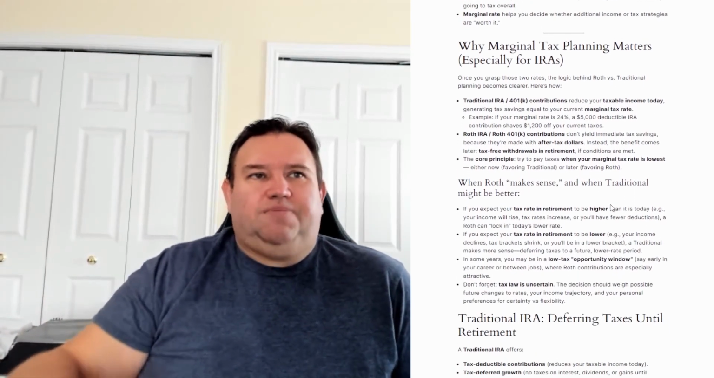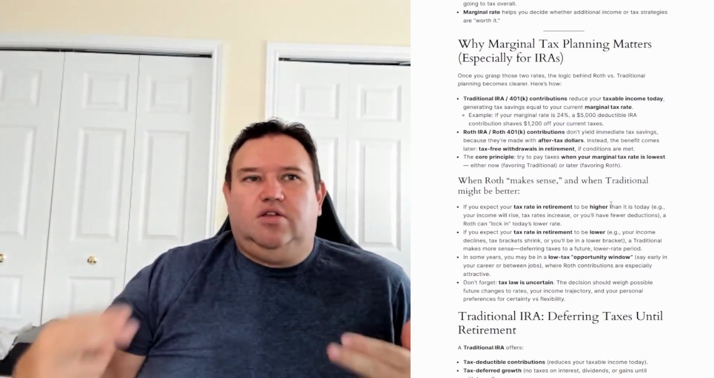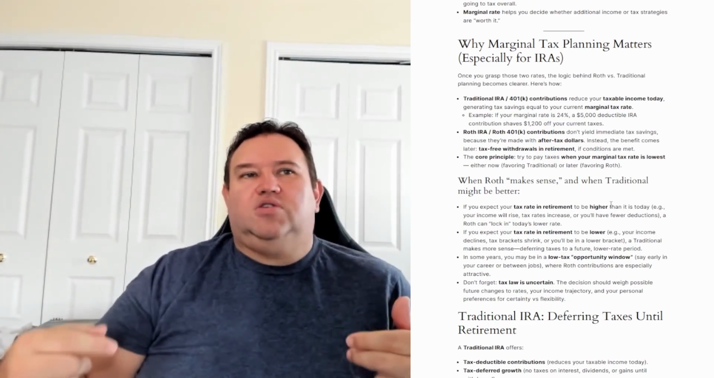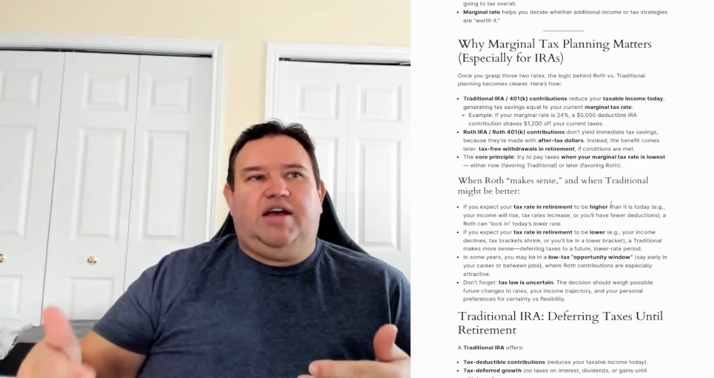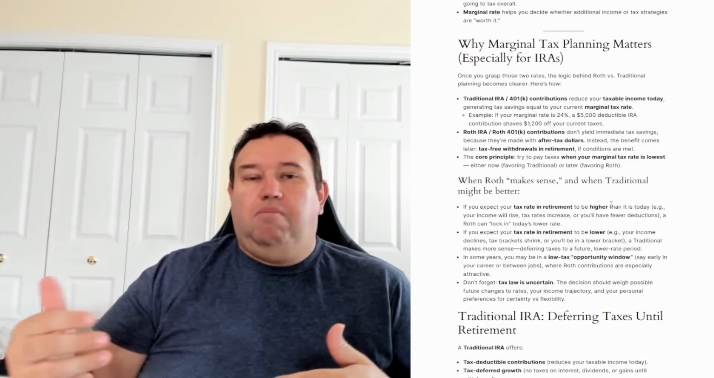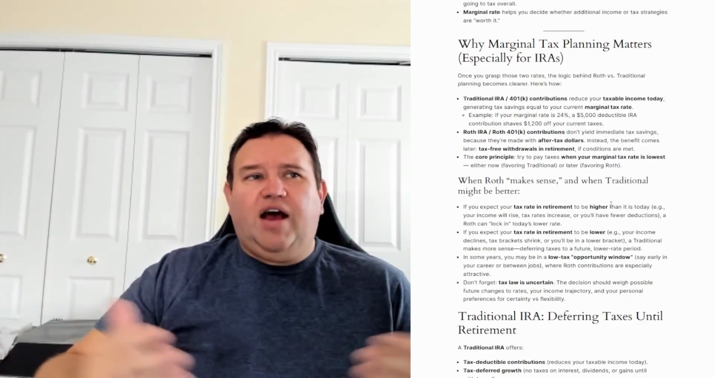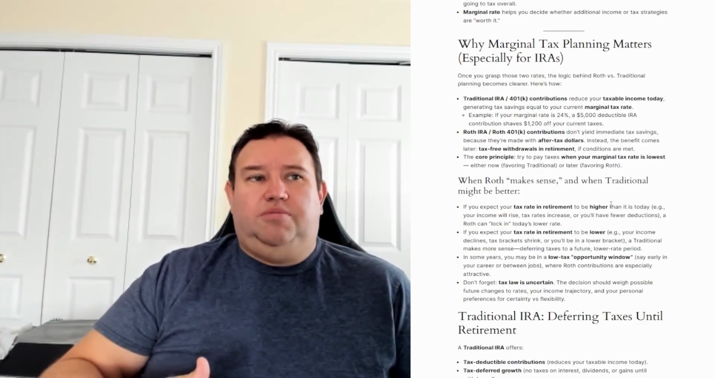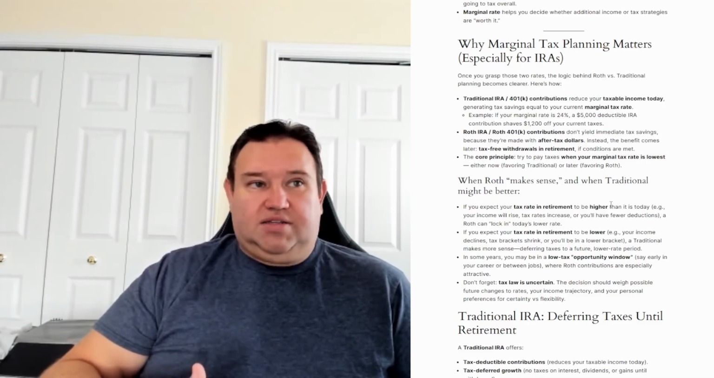Why marginal tax planning matters, especially for IRAs. Once you get those two different rates, traditional IRA and 401k contributions today reduce your taxable income today, generating tax savings equal to your current marginal rate. For example, if your current marginal rate is 24%, a $5,000 deductible contribution shaves about $1,200 off your current taxes.